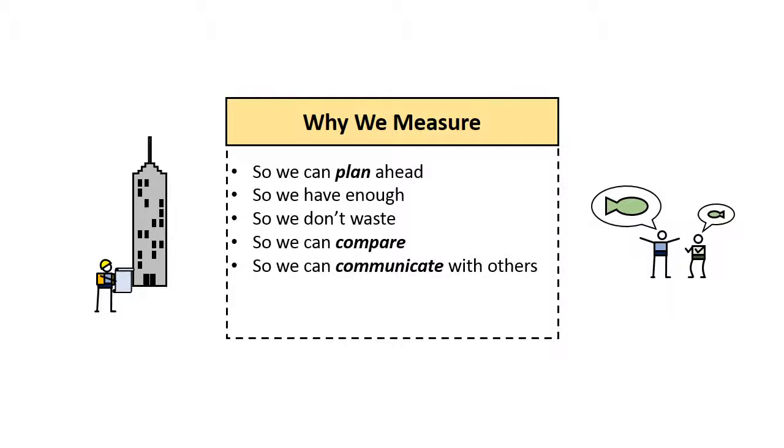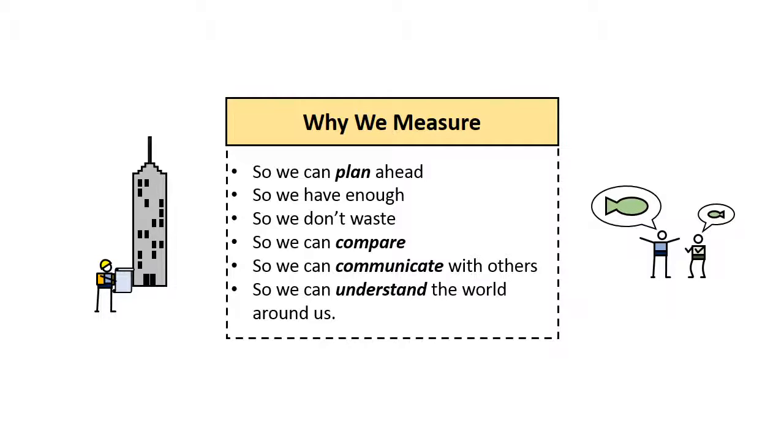If I go up to the McDonald's drive-thru and say, I want hamburgers, they're not exactly going to know how many hamburgers I want. They might give me 2. That's hamburgers. They might give me 200. That is also hamburgers. And then finally, we just measure so that we can understand the world around us.